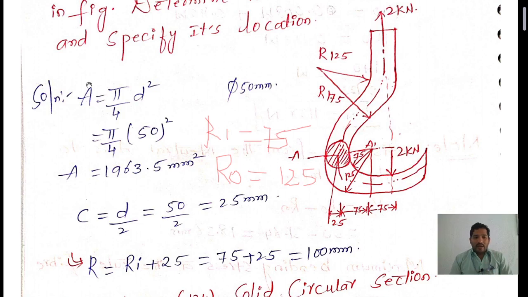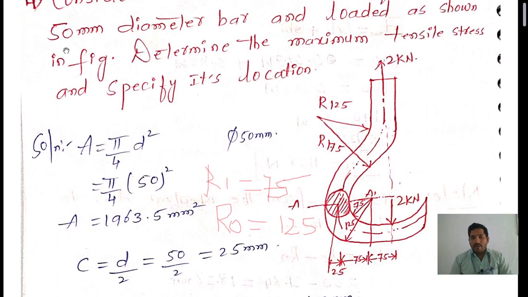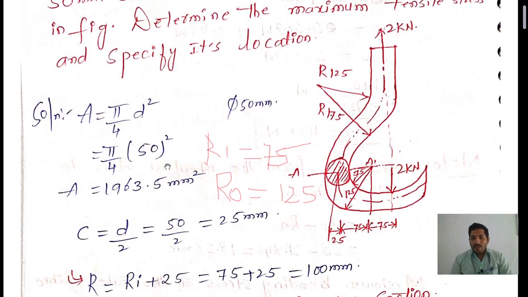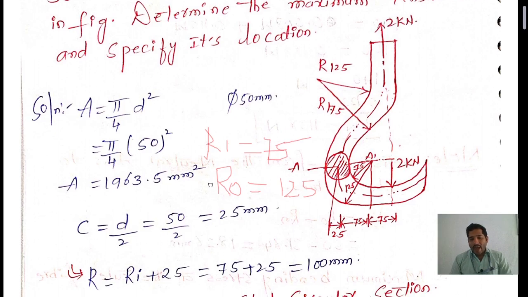After that, write down the area of cross section of a circular bar. The formula is pi by 4 into d squared. Pi by 4, and the diameter of this circle is 50 mm, so 50 whole squared. If you calculate this, you will get 1963.5. The unit of area is millimeter square.